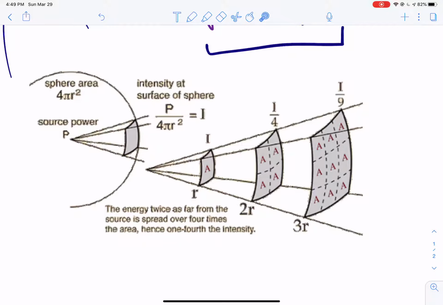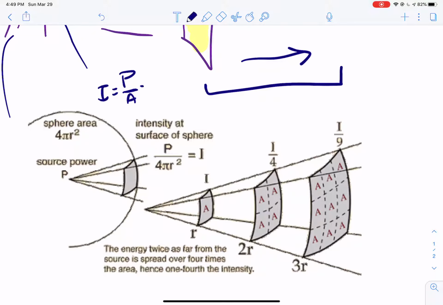As the sphere gets bigger and bigger and bigger, as that wave travels away from the source, the concentration of the energy is going to get less because that sphere is going to get bigger and bigger and bigger. And so in order to find the intensity of a source, intensity is power over area, what we do is we actually use the surface area of a sphere, which is 4 pi r squared. R would be the distance to source.